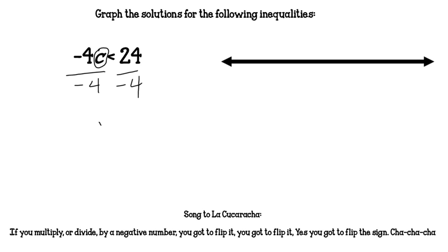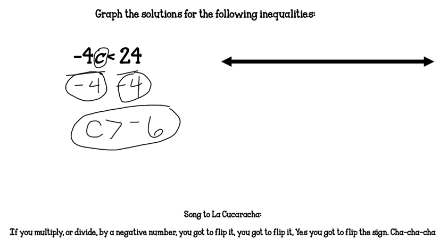So I have C, but here's my song. When you multiply or divide by a negative number, you've got to flip it, you've got to flip it. Yes, you've got to flip your sign, cha-cha-cha. So as you can see, I divided by -4, so that means I've got to flip it. 24 divided by -4 is -6. I circle it, and that's my answer.